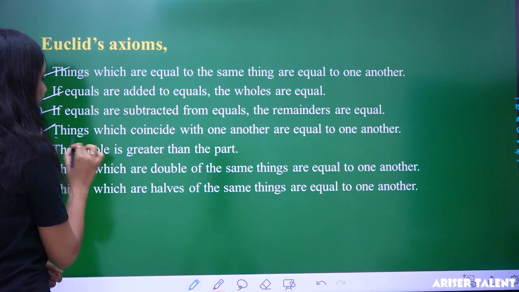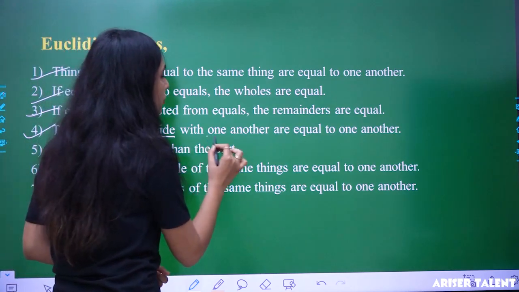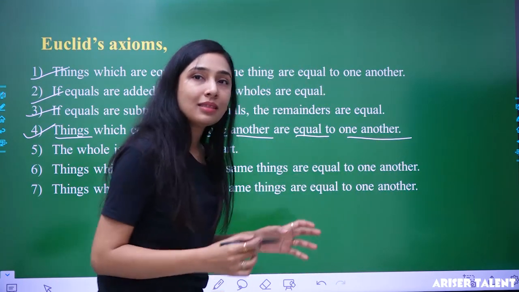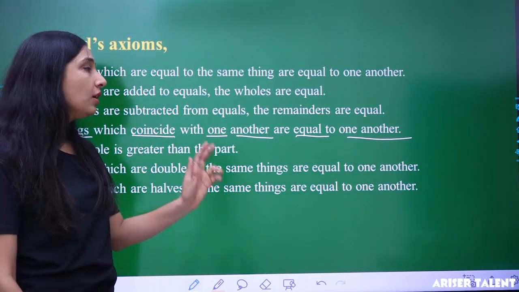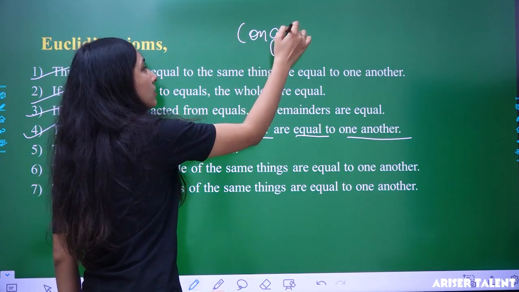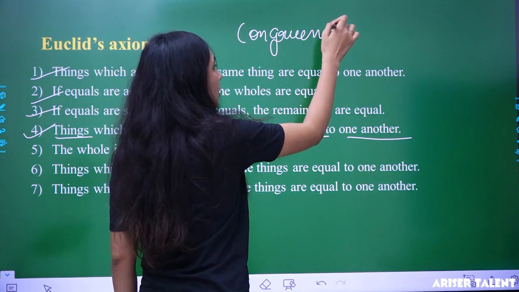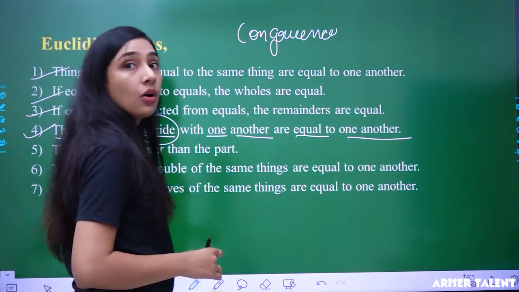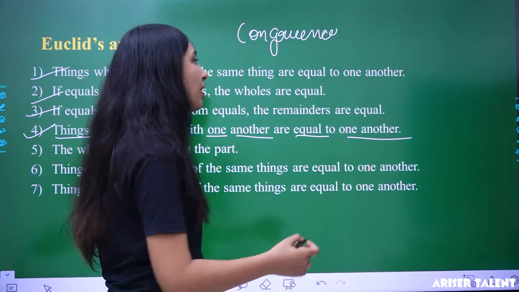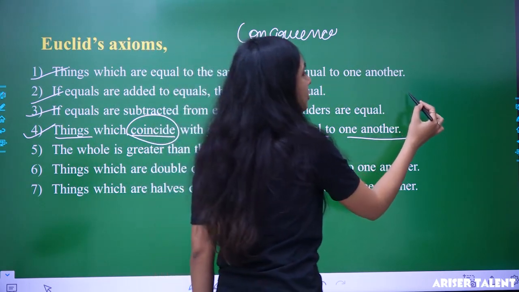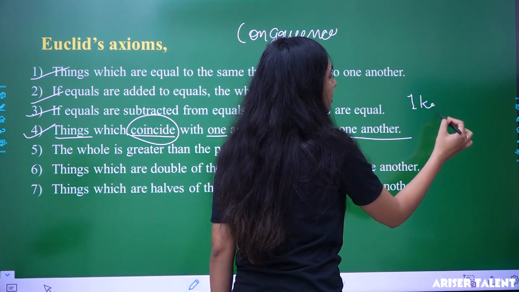The fourth: things which coincide with one another are equal to one another. This is something we know in modern geometry as congruency. The things which coincide with one another. Coincide meaning, if I have 1 kg Surf Excel.